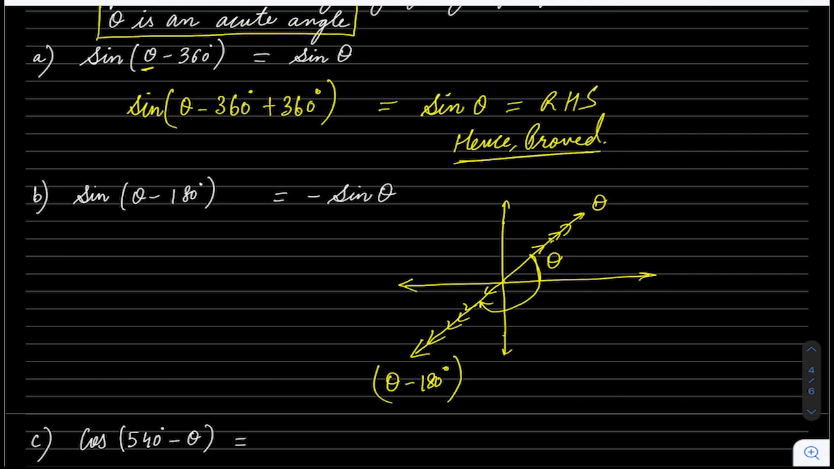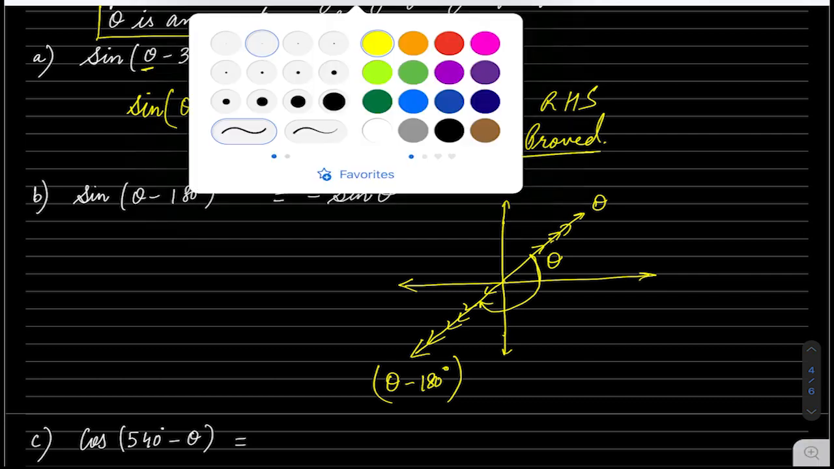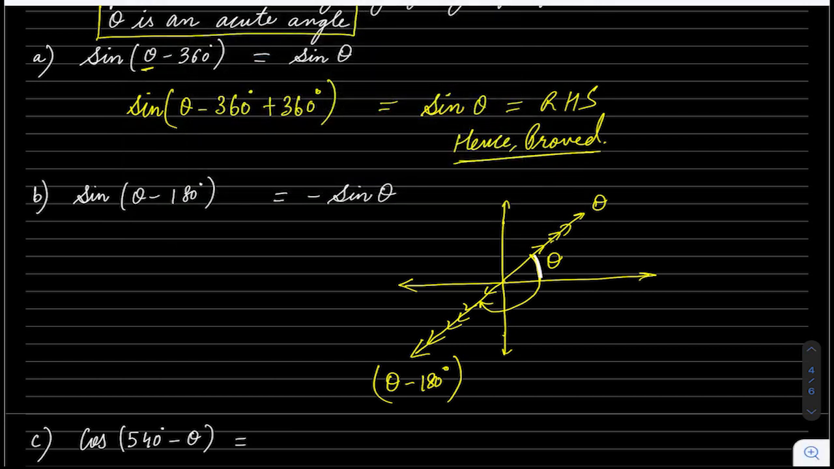So now, initially this angle was theta. So now I can say this angle is also theta. So the angle that theta minus 180 is making with the horizontal is theta, and this is in the third quadrant. And everyone knows in the third quadrant, sine is negative. So I can simply say this is nothing but minus sine theta.